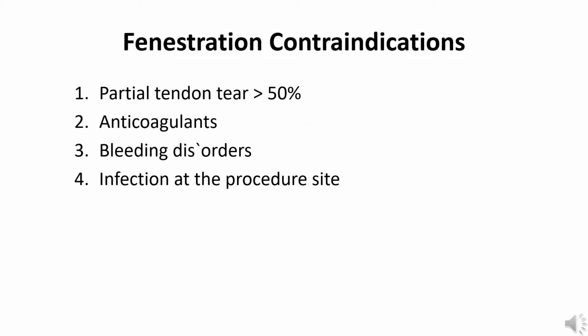What are the contraindications to fenestration? Because of the fear that a partially torn tendon could be completely torn after fenestration, some investigators recommend avoiding fenestration when there is over 50% tear of the tendon. As with any intervention, issues regarding anticoagulants, bleeding disorders, and infection at the site of the procedure would warrant postponement of the fenestration.